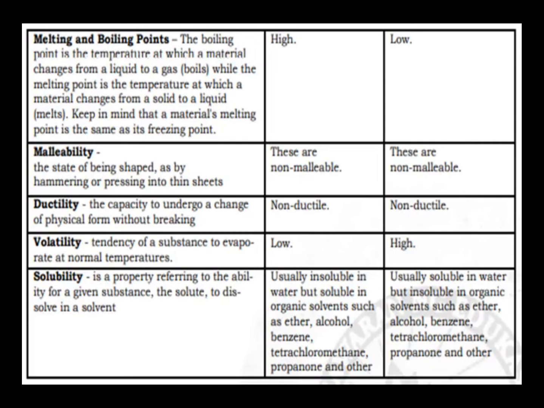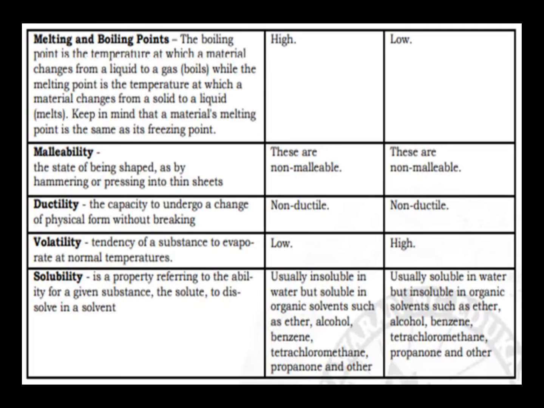How about the melting points and boiling points? The boiling point is the temperature at which a material changes from a liquid to a gas, while the melting point is the temperature at which a material changes from a solid to a liquid. Keep in mind that the material's melting point is the same as its freezing point. In ionic bonding, the melting point is high. In covalent bonding, the melting point is low.